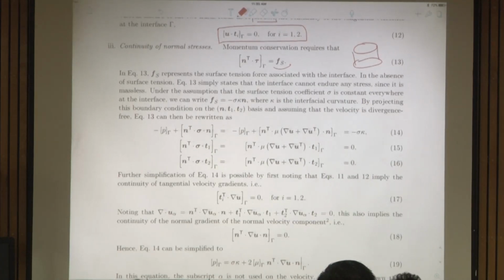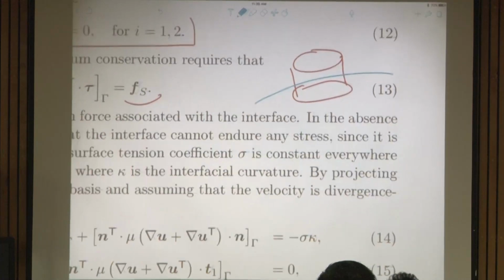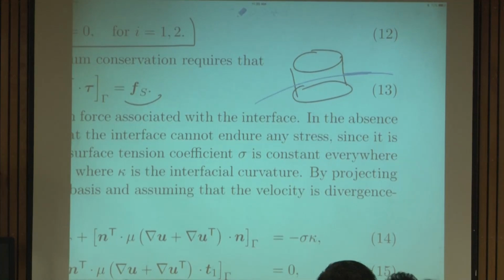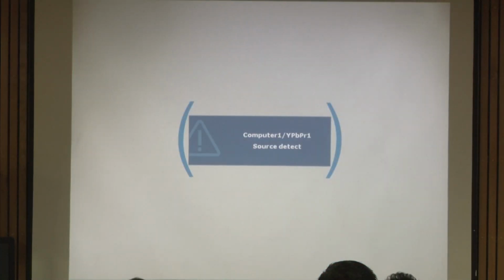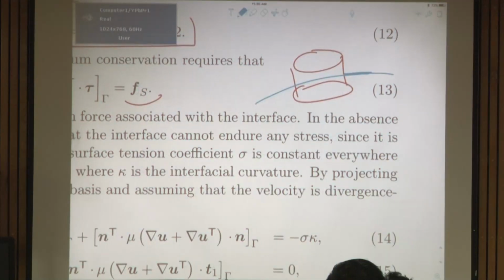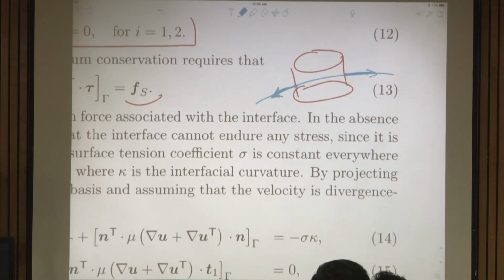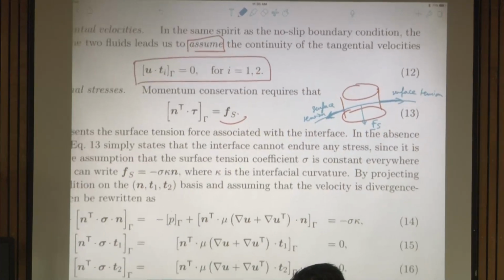So in my little pillbox analysis again, if I have my interface like this, that interface will exert tension, so surface tension on both sides, leading to a normal force, a normal surface force, which is what shows up here in my momentum conservation.